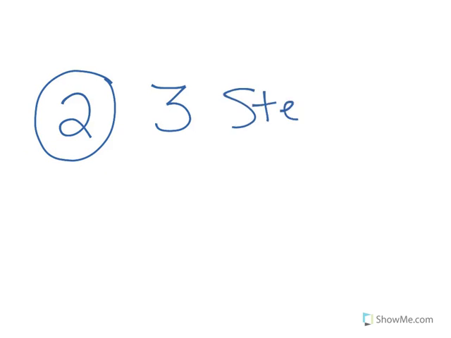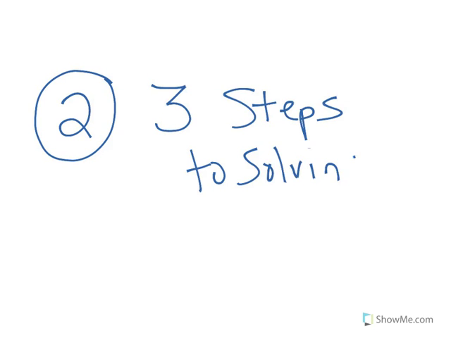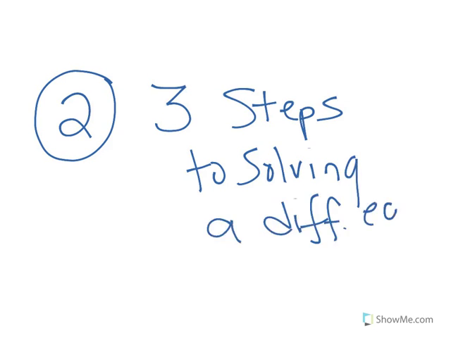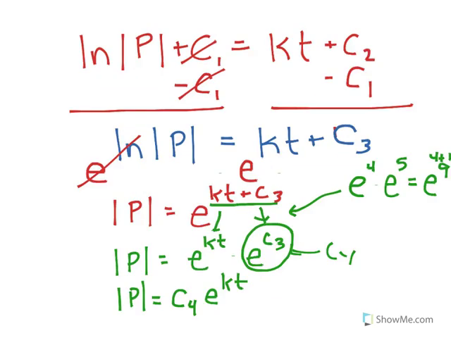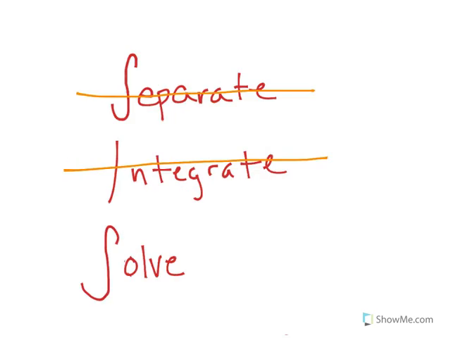Number 2 is, what are the 3 steps to solving a differential equation? Sometimes they're called diffie-Qs. That's the shortcut for them. You can look back on the page way back. I'll zip there really quick so you can see it. There it is. There's the 3.